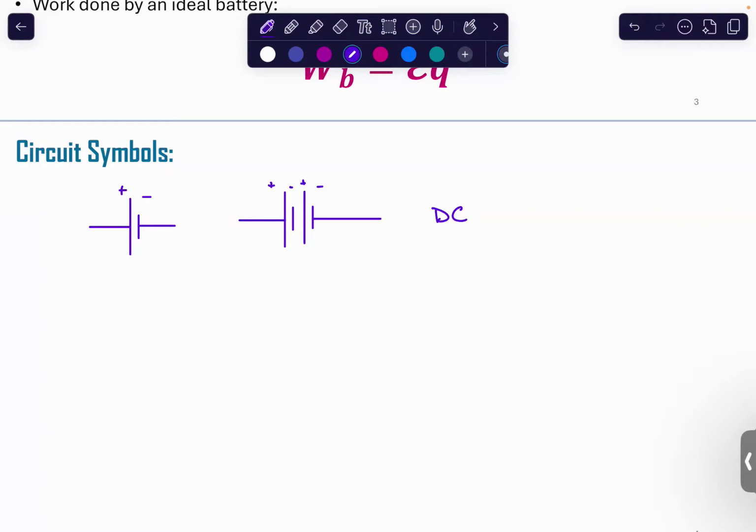See if you can tell me what this one is. What does it look like? That's a capacitor.